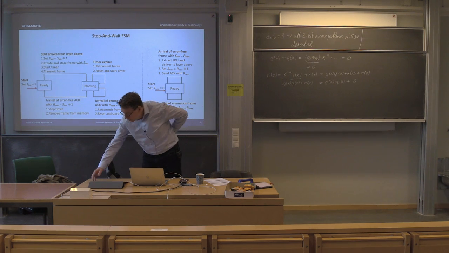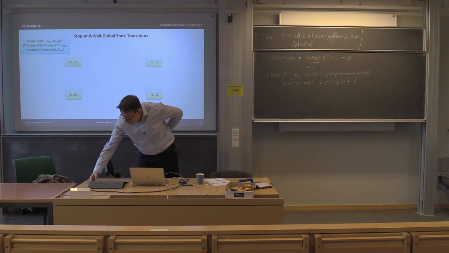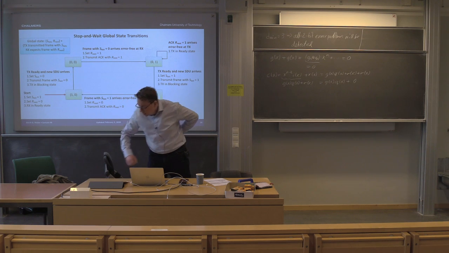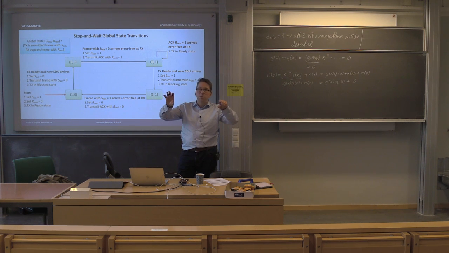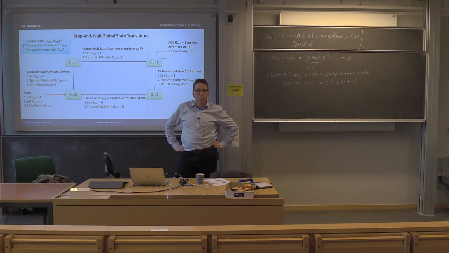So if you're interested in a graphical proof of correctness here, then you can look at the last slides. But essentially, what we do with these finite state machines is that they can only send a new frame after the frame under transmission has been received correctly. So things can never go wrong here. There is one thing that could go wrong here, and which I haven't talked about. And what is that?